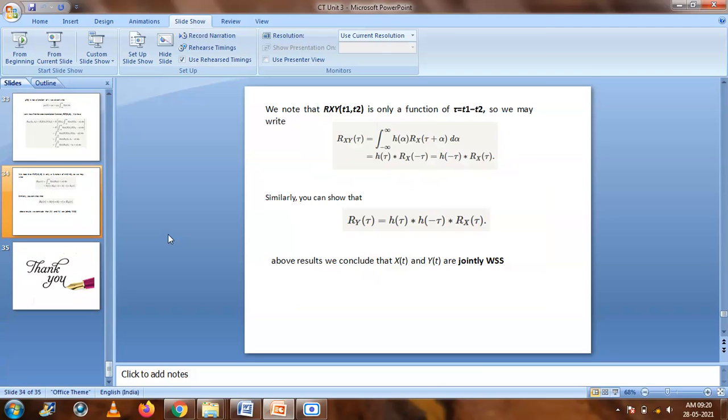So the previous one is the covariance function R xy of t1 comma t2. Finally, we get R y of tau, the output, which is equal to h of tau convolved with h of minus tau convolved with R x of tau. The above results conclude that x of t and y of t are jointly wide sense stationary. Because they are jointly wide sense stationary, the two variables x and y are joint. So the above function is concluded as jointly wide sense stationary.